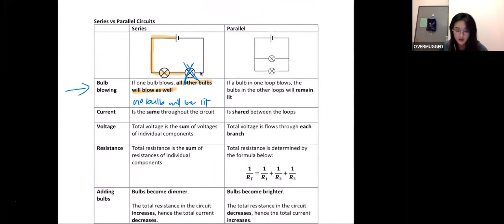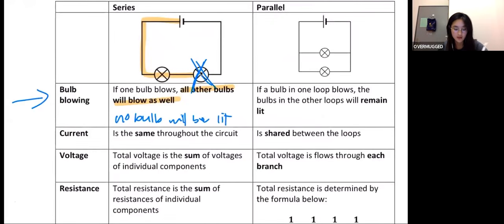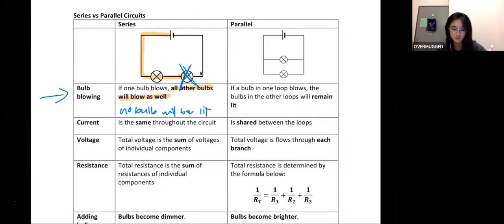Okay, there's a hole. All right, so you can see the current gets stuck here. It's like a roadblock, the construction on the highway. You can't go past this. So the current will never be able to reach back to the power source. All bulbs will be affected. No bulbs will be lit. That is for series circuit.